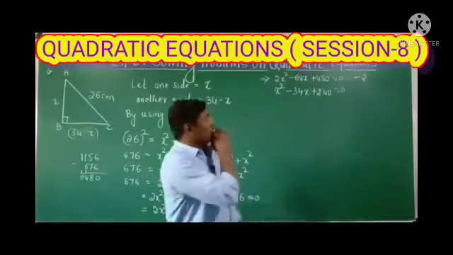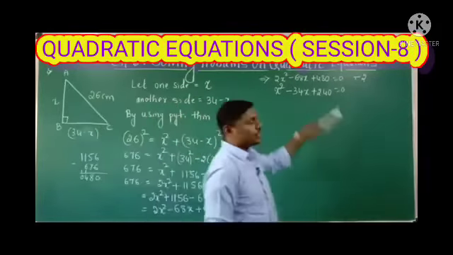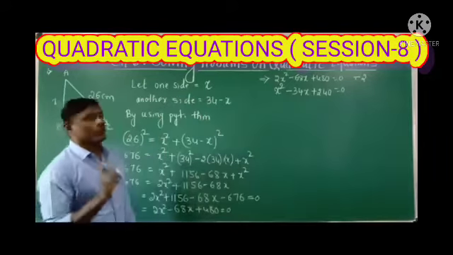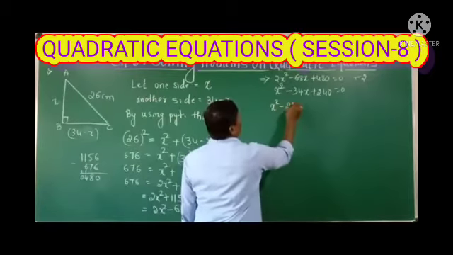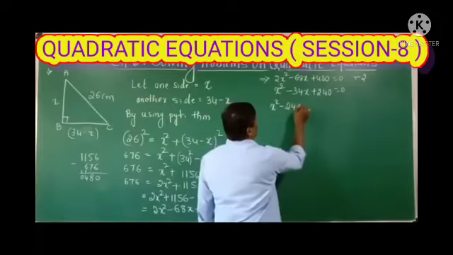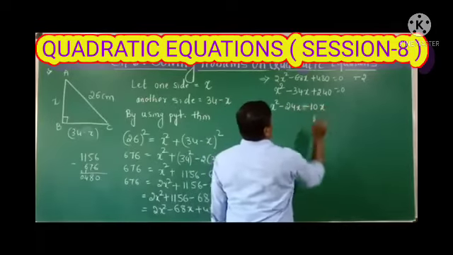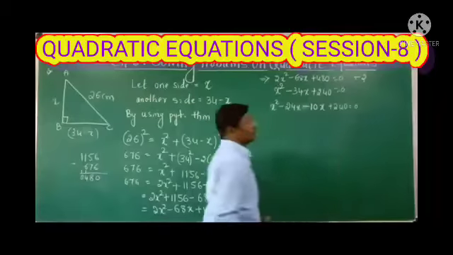Right? Now split the middle term. The sum of those two terms should be equal to minus 34x, and the product of those two terms is equal to 240. So x square minus 24x minus 10x plus 240, which is equal to 0.